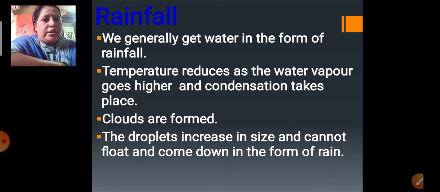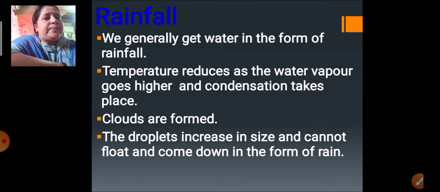What happens actually? Temperature reduces as the water vapor goes higher. When evaporation takes place, the vapors go high up in the atmosphere, the temperature becomes lesser, and when the temperature becomes lesser, water vapor is formed and condensation takes place over there.